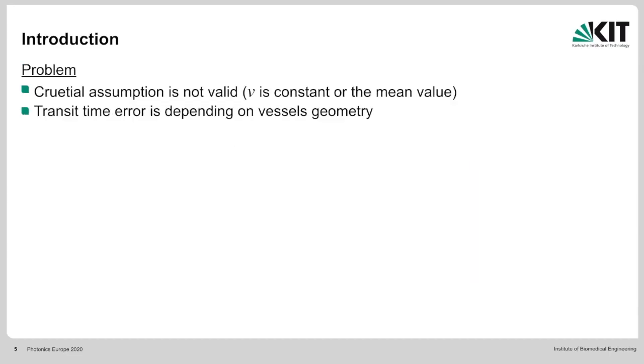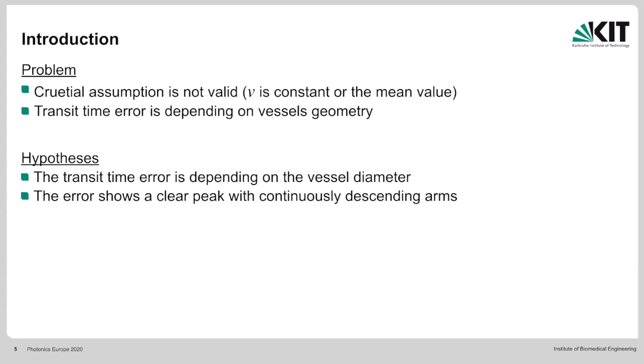To summarize our problem, we have a crucial assumption which is not valid, namely that the flow profile is constant over our cross-sectional area or is the mean value over our cross-sectional area. And the transit time error depends on the vessel's geometry, as I showed in the example before. We have two hypotheses. First of all, the transit time error depends on the vessel diameter, and the error shows a clear peak with continuously descending arms to the right and left of it.